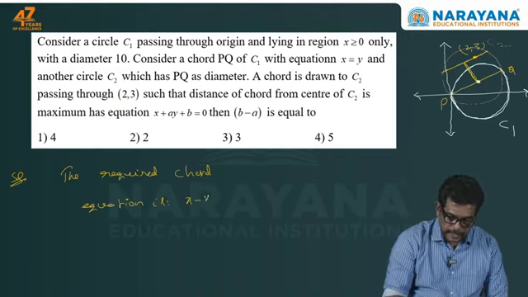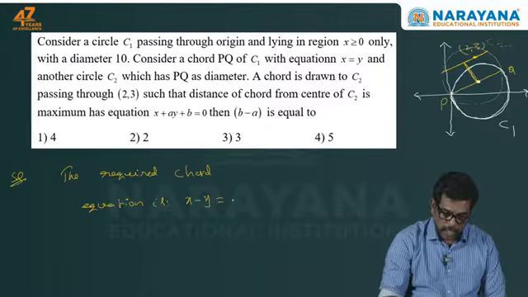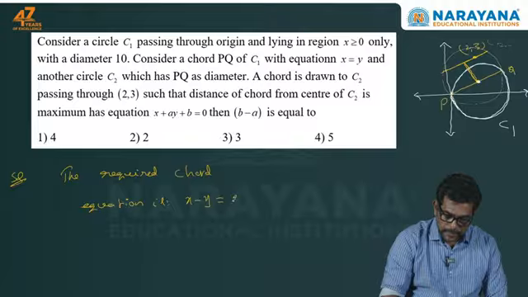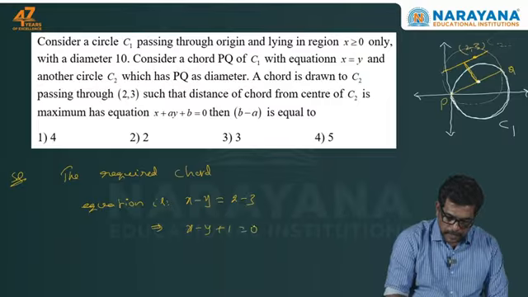That is x minus y is equal to, it is passing through the point (2, 3). That means it becomes 2 minus 3. So the equation of the required chord is x minus y plus 1 is equal to 0.